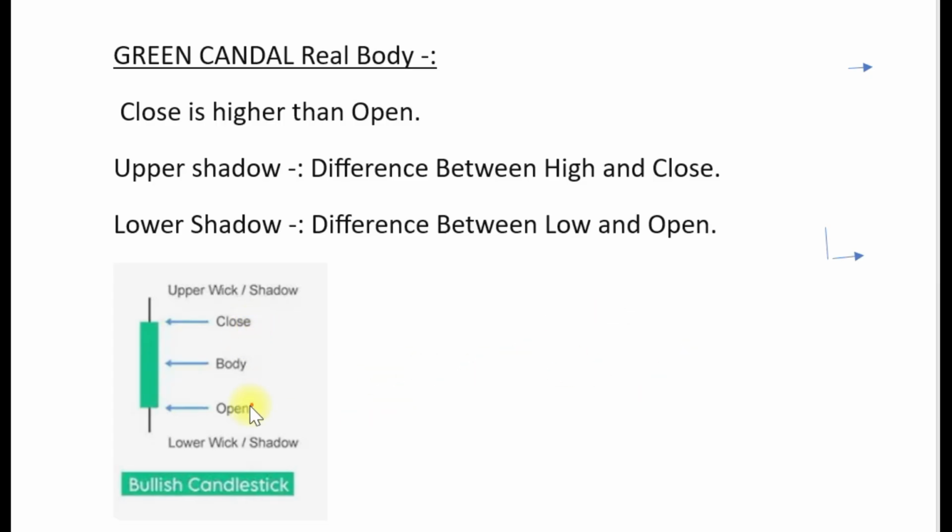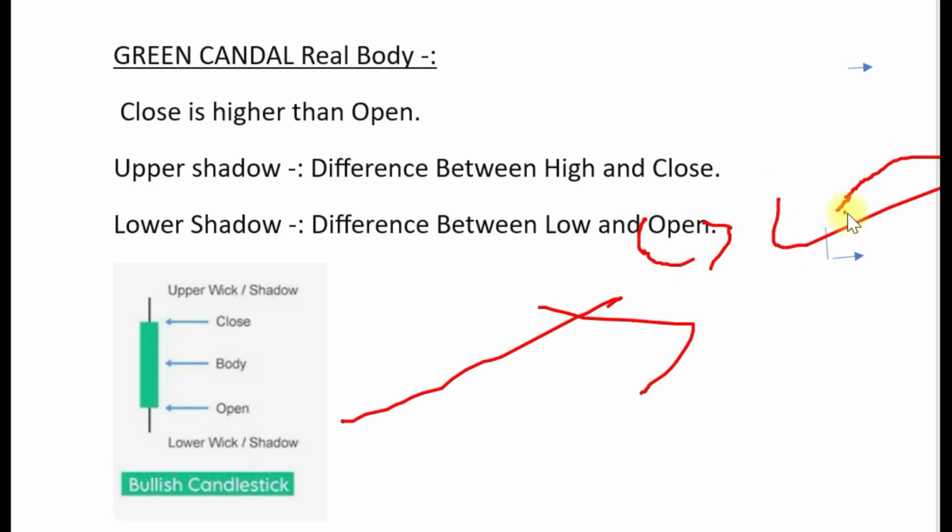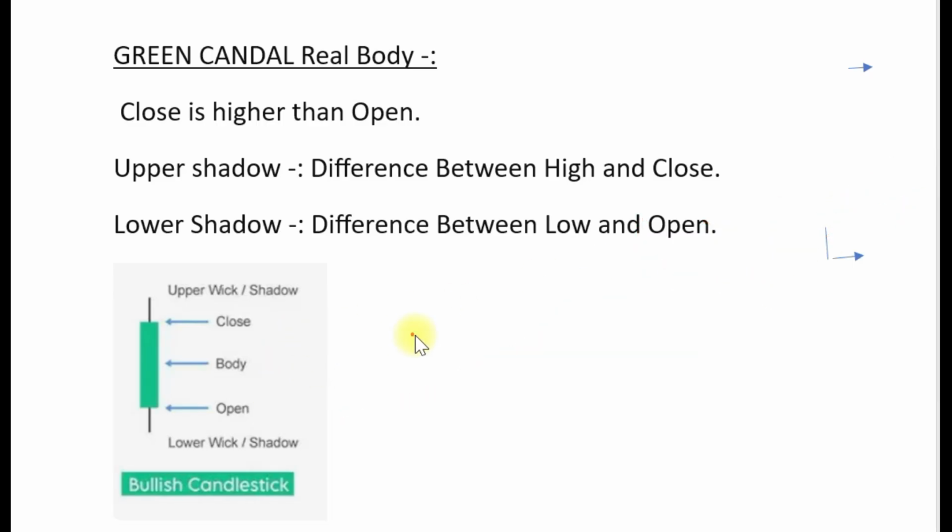Here the closing price is greater than the opening price, then it is a green candle or bullish candle.